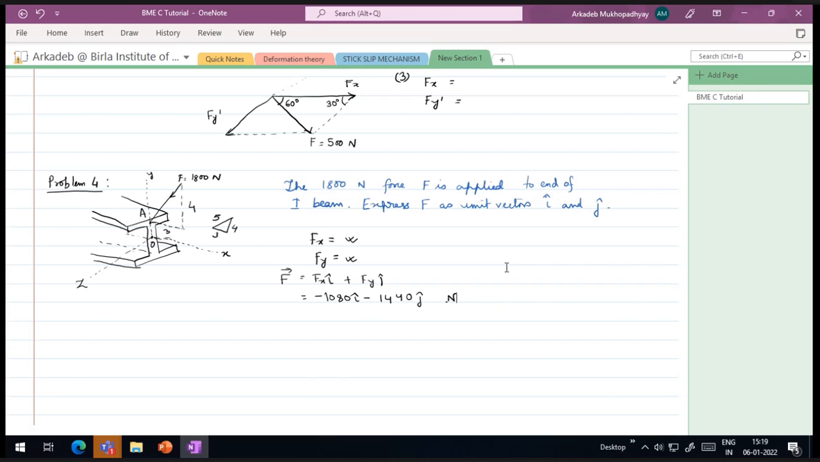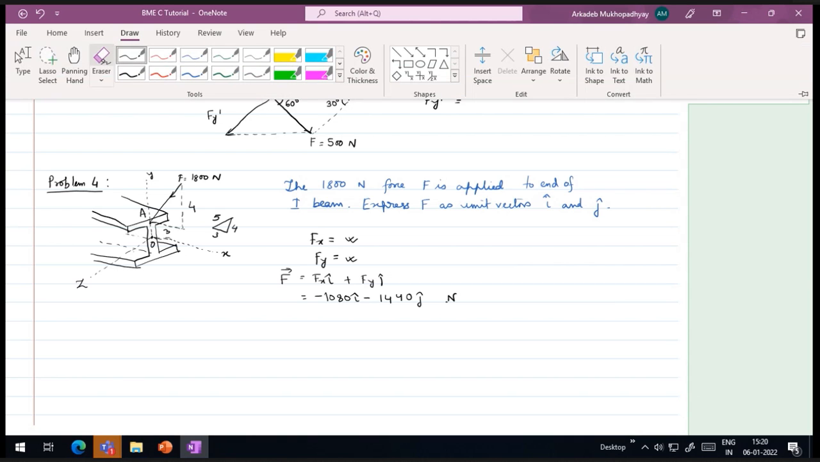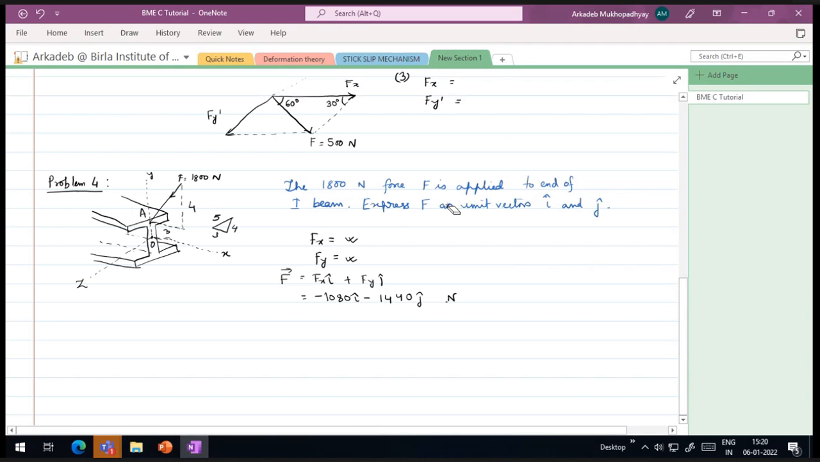No, no, sorry. I have framed the question in a different way. Just a moment. Oh, everything got erased. Just a moment. So the 1800 Newton force is applied to the end of the I-beam. Express F as a vector.